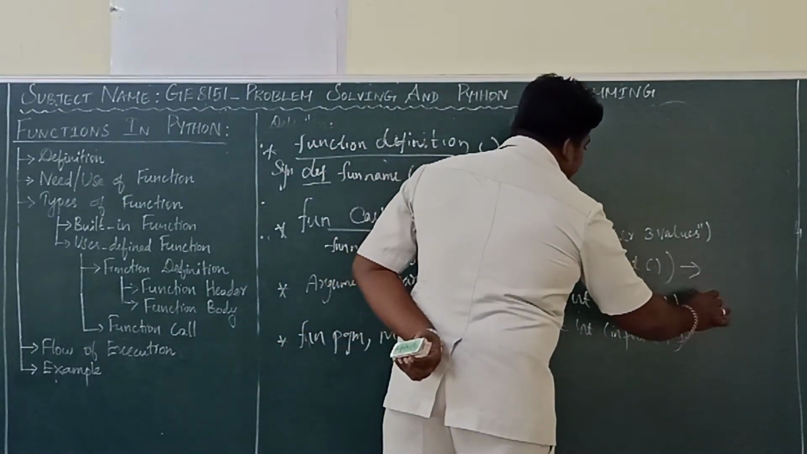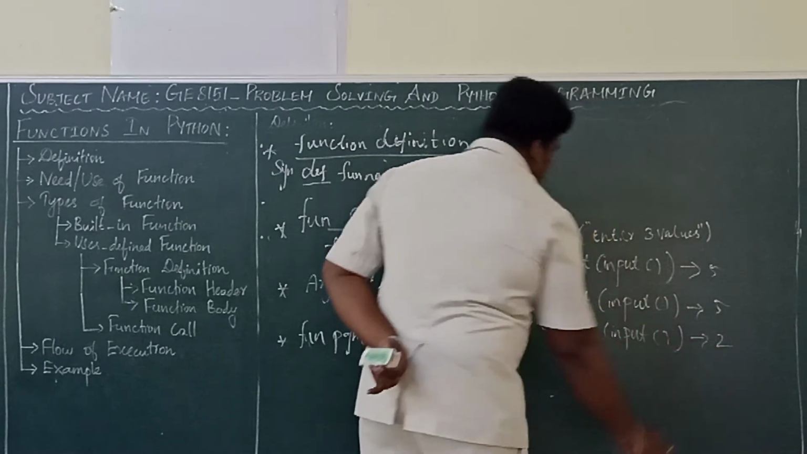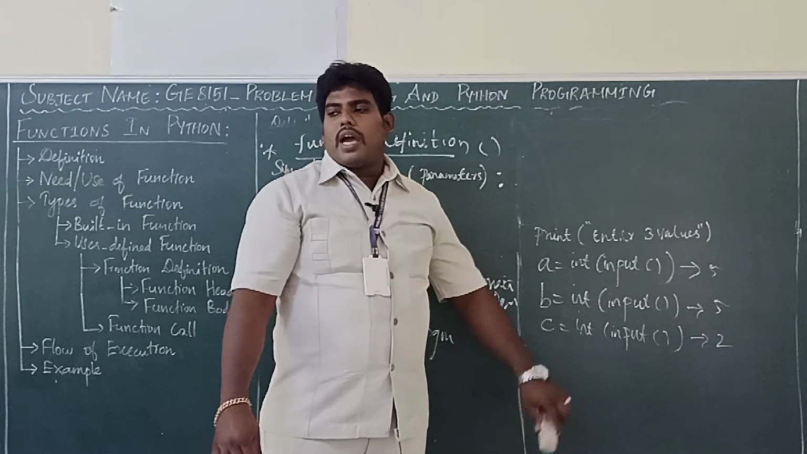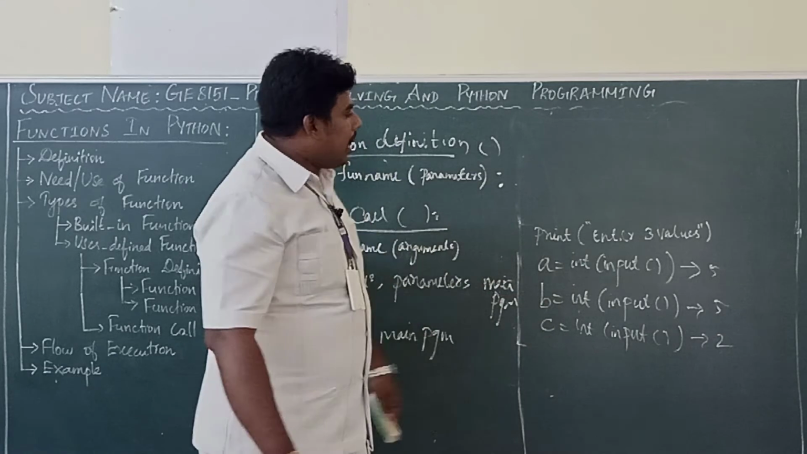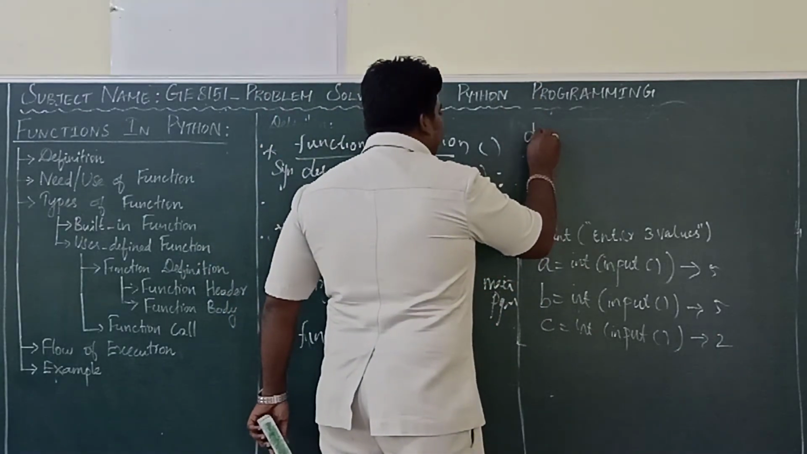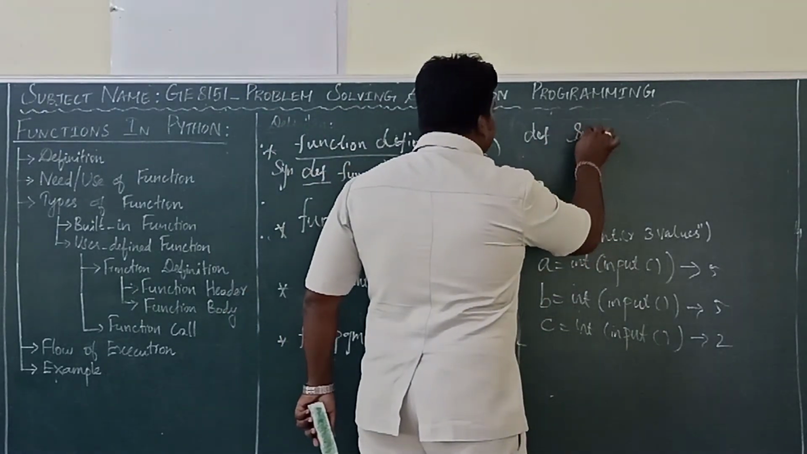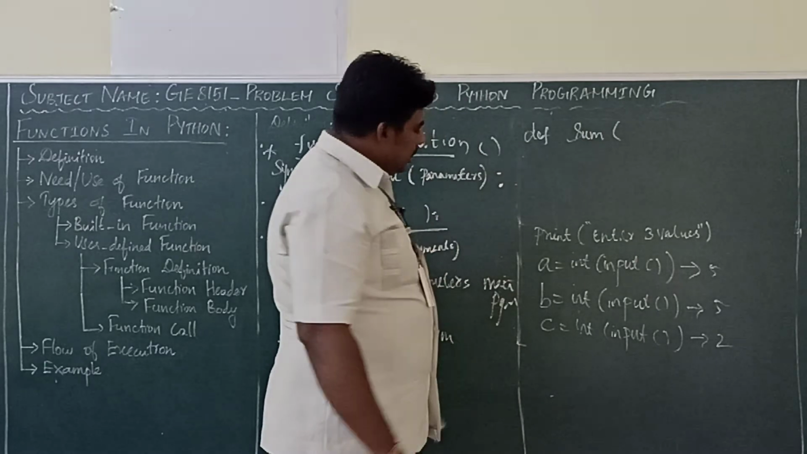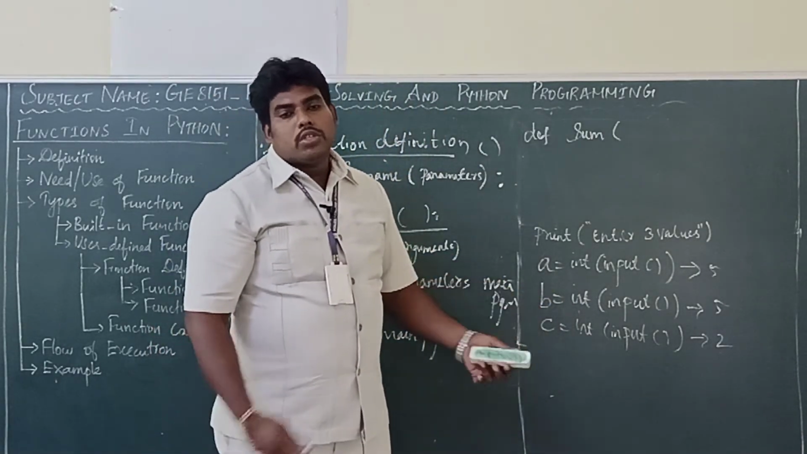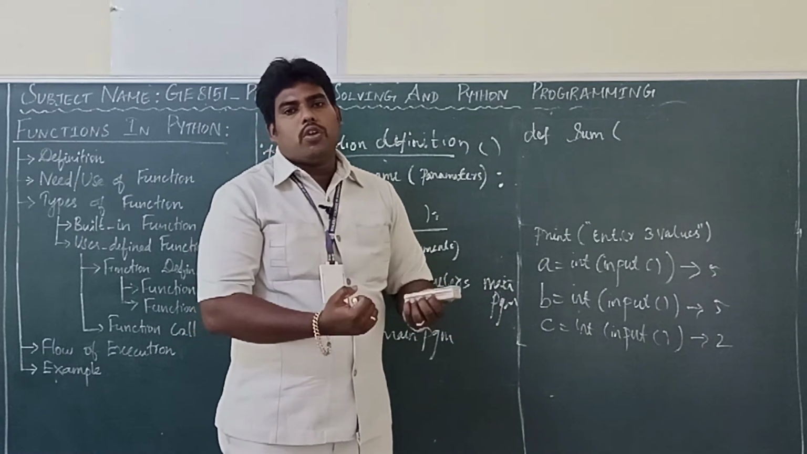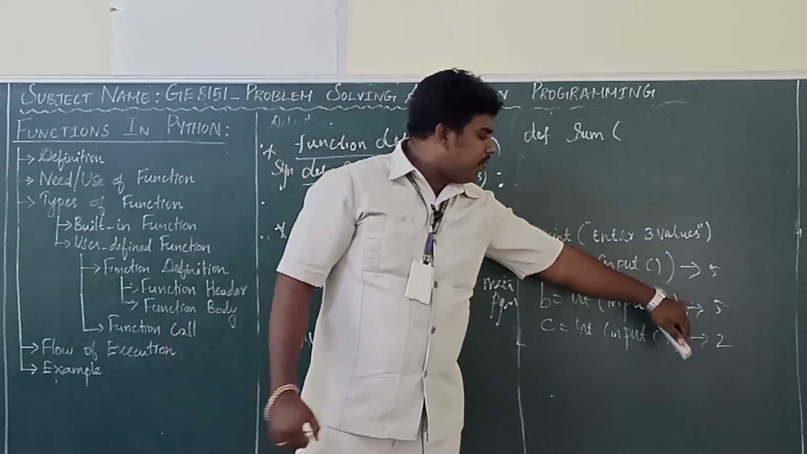For example, 5, again here 5, here 2. 3 inputs I have given. Now I am going to create the function program. I want to add these 3, right? So I am writing here def, for denoting the function. First, the def keyword, then sum. Inside the brackets, how many values are you going to pass? 3 values you are going to pass. So for holding these 3 values, 3 variables are required, right?